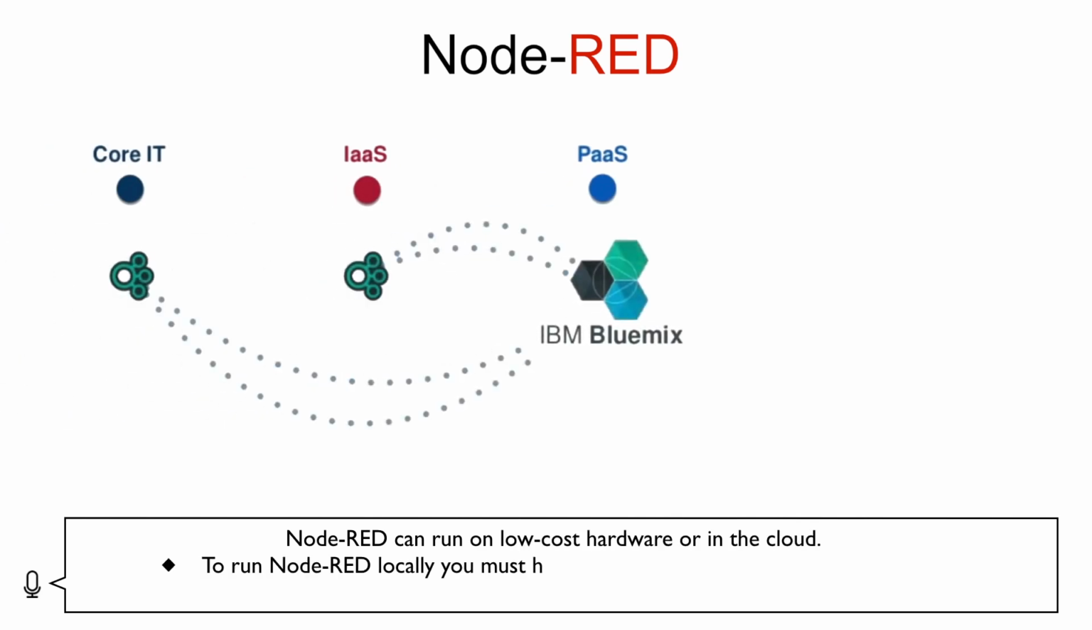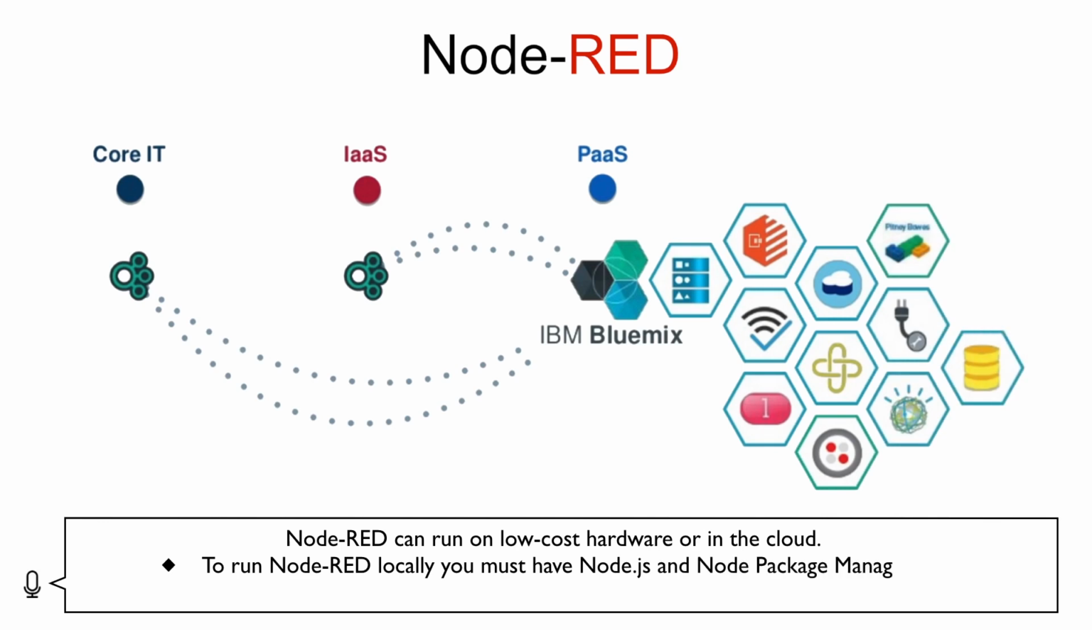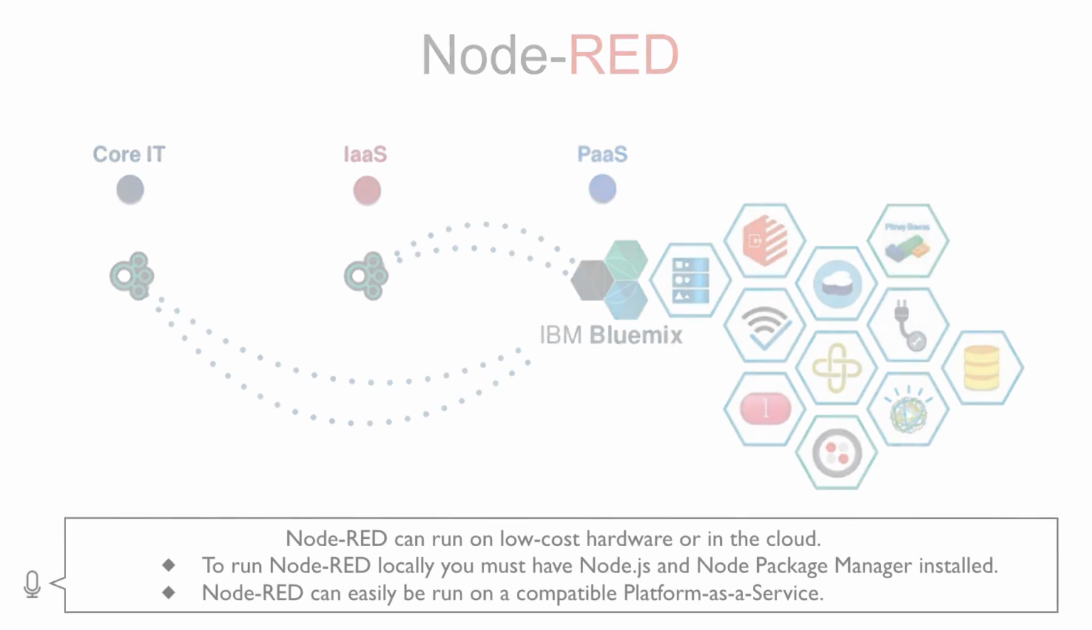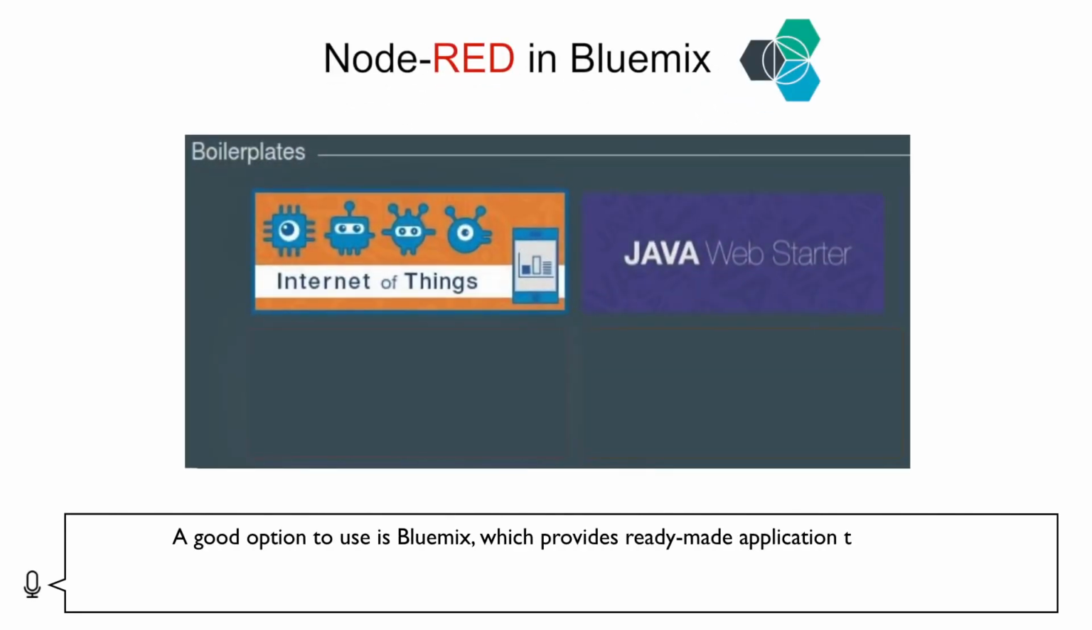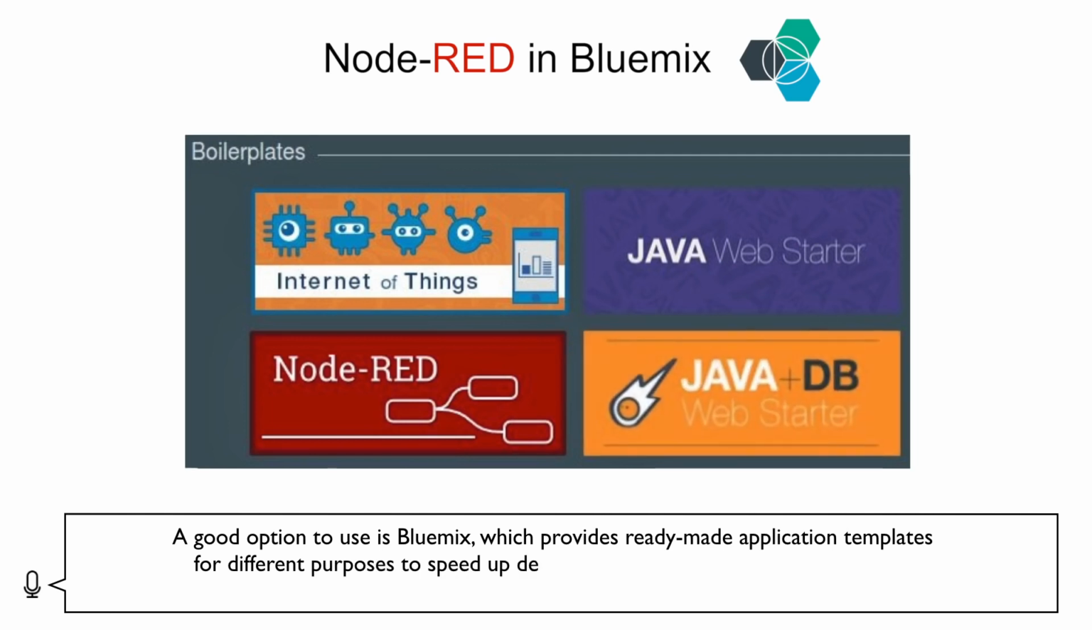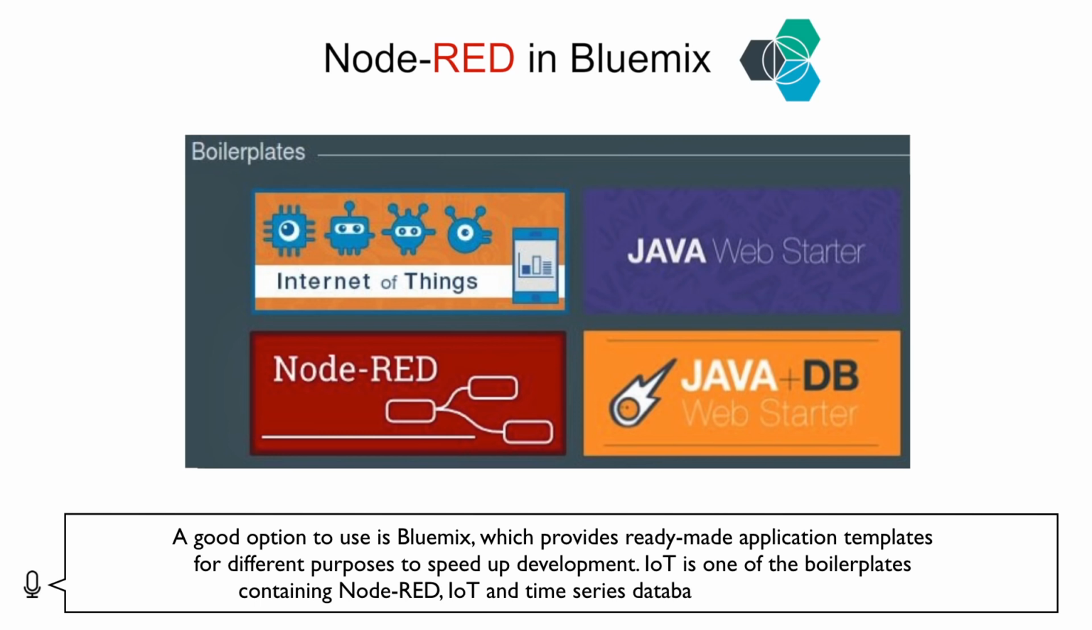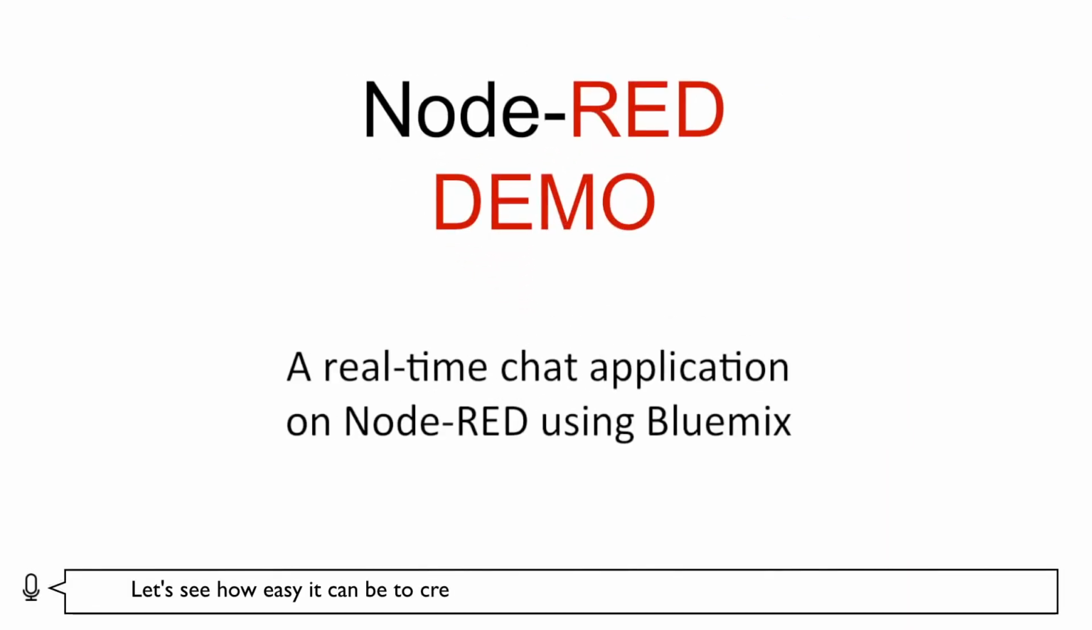To run Node-RED locally, you must have Node.js and Node Package Manager installed. Node-RED can easily be run on a compatible platform as a service. A good option to use is Bluemix, which provides ready-made application templates for different purposes to speed up development, with the IoT and time series database already installed. Let's see how easy it can be to create a chat application using Node-RED and Bluemix.